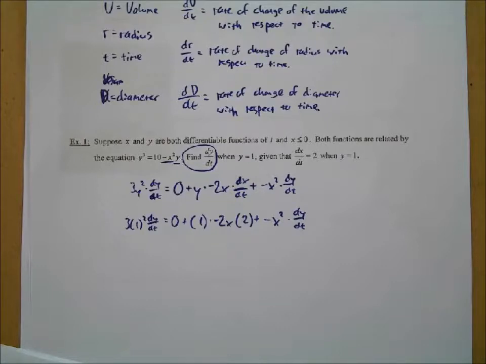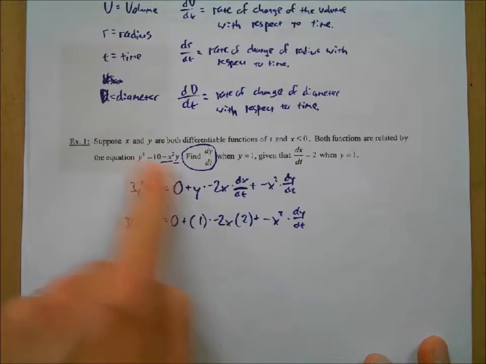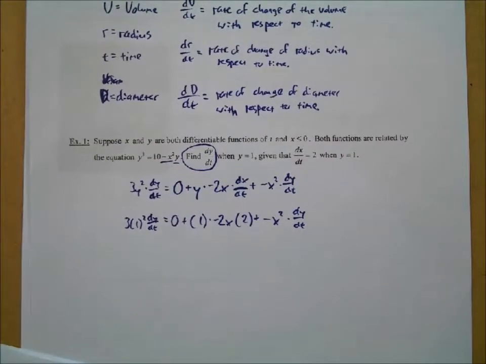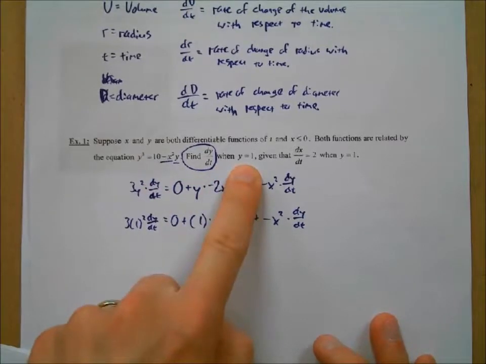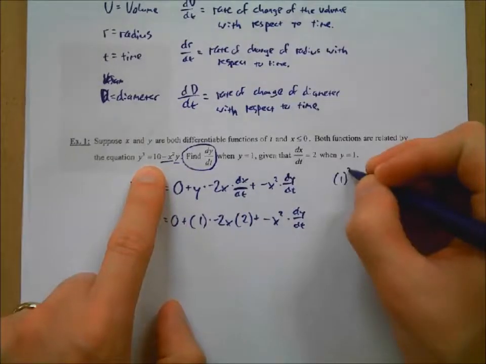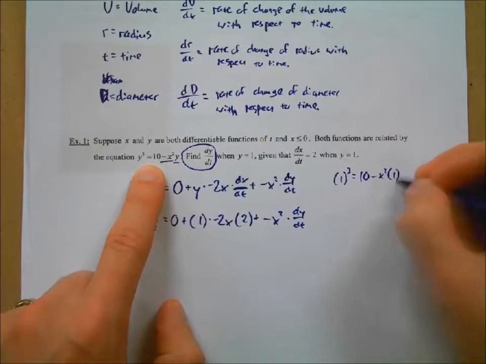So, how might we go about finding out what x is here? Yeah, Long? We brought y into the first function. Yes, okay, so remember that this original equation relates y's and x's. We want to find the x value when y is 1, right? Because that's when we're trying to find dy/dt, when y equals 1. So we can plug 1 in for the y here. So let's do that here. It's a little bit of side work. So 1 cubed equals 10 minus x squared times 1.